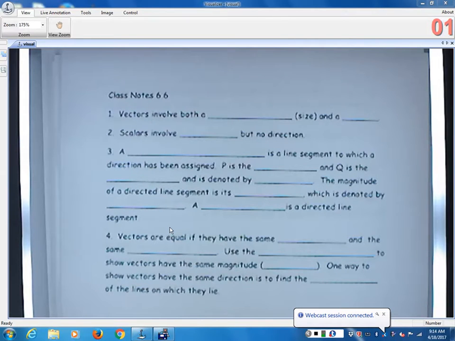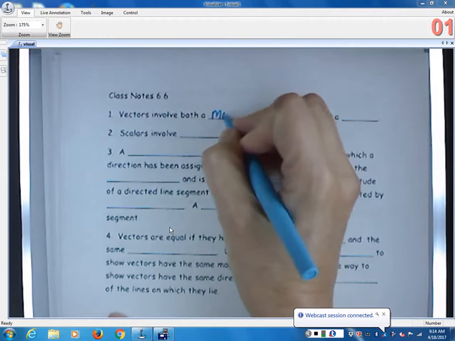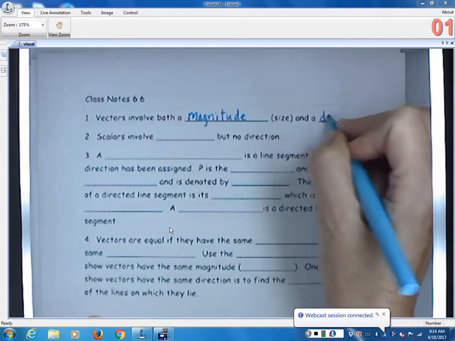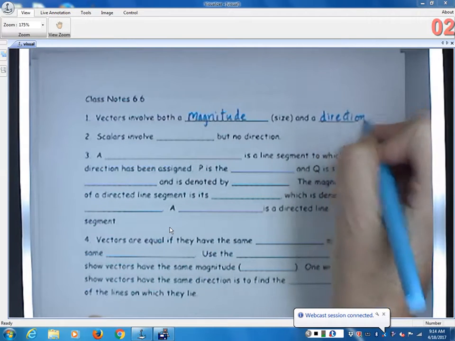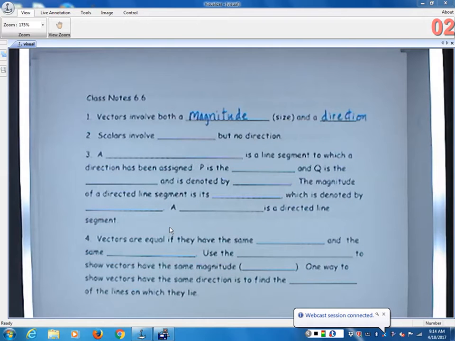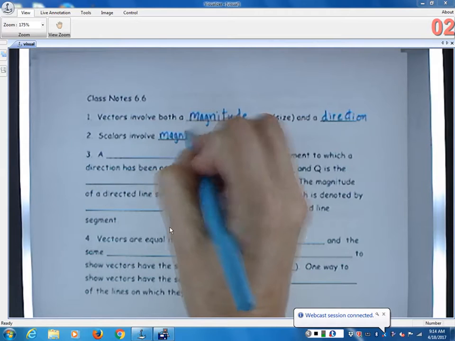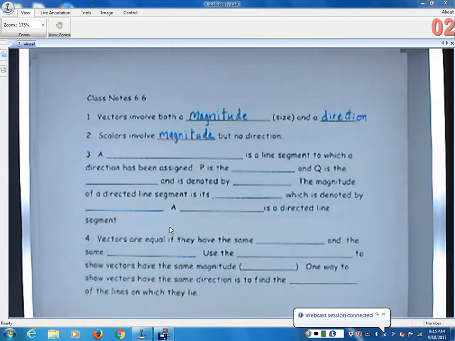All right, so vectors. We're covering vectors now. Vectors involve both a magnitude and a direction. Scalars involve magnitude, but no direction. So we've got some definitions.